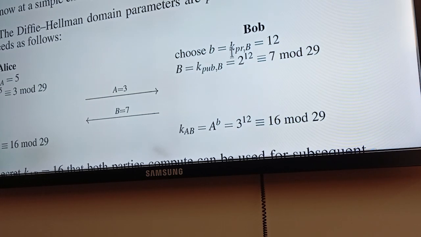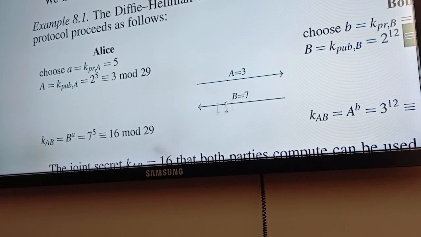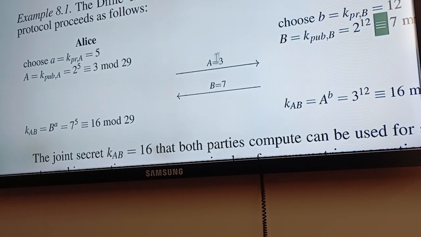Now Bob also does the same. So she sends this public parameter to Bob. Bob does his own computation, picks his B, raises alpha to the power of his B to get his public key. This is 2 to the power of 12. You get a remainder of 7 when you divide by 29. That's why we have this congruent sign here. So this is congruent or equivalent to. So he sends his 7 to Alice. These are the public parameters or public keys.